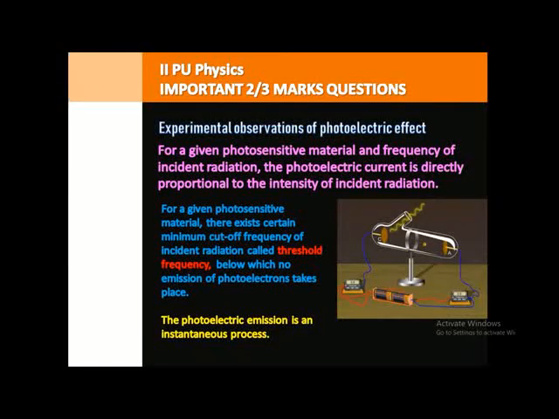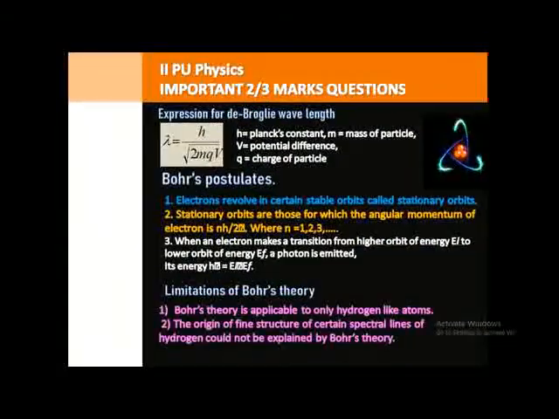These are the experimental observations of the photoelectric effect. Then they are asking to write the expression for de Broglie wavelength. The de Broglie wavelength lambda is given by h divided by the square root of 2mqV, where m is the mass of the particle, q is the charge of the particle, h is Planck's constant, and V is the potential difference.